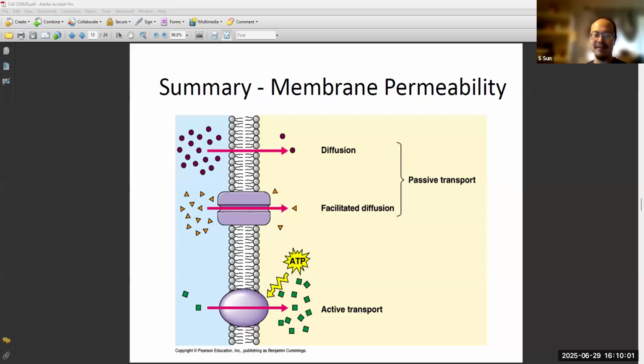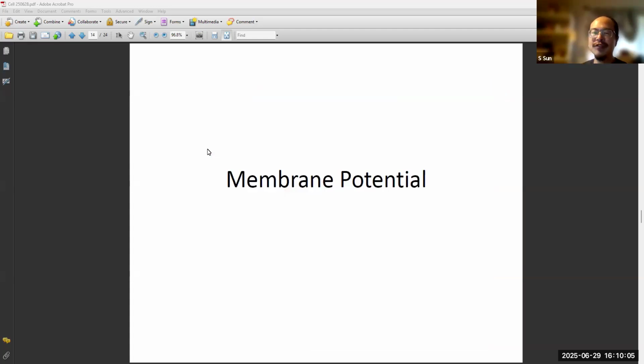Hi guys, welcome back. All right, so we continue our lecture and talk about the membrane potential. Membrane potential basically is about that. Let me show you what is membrane potential.